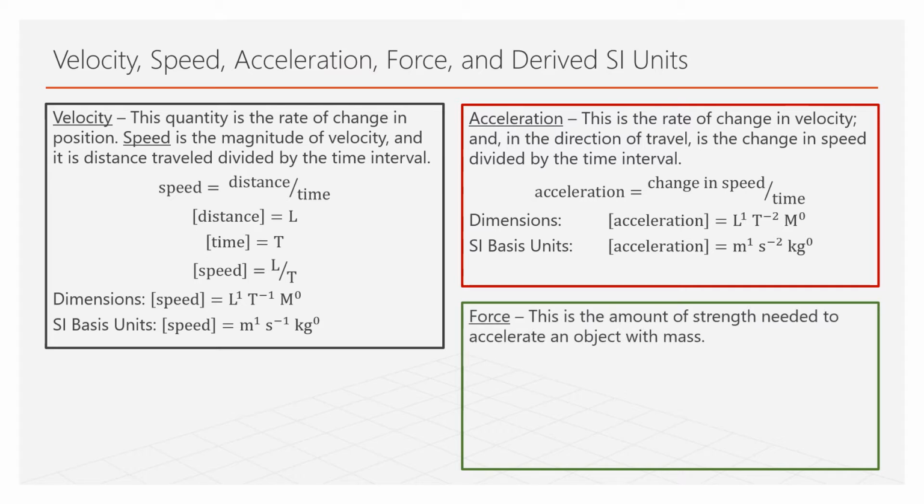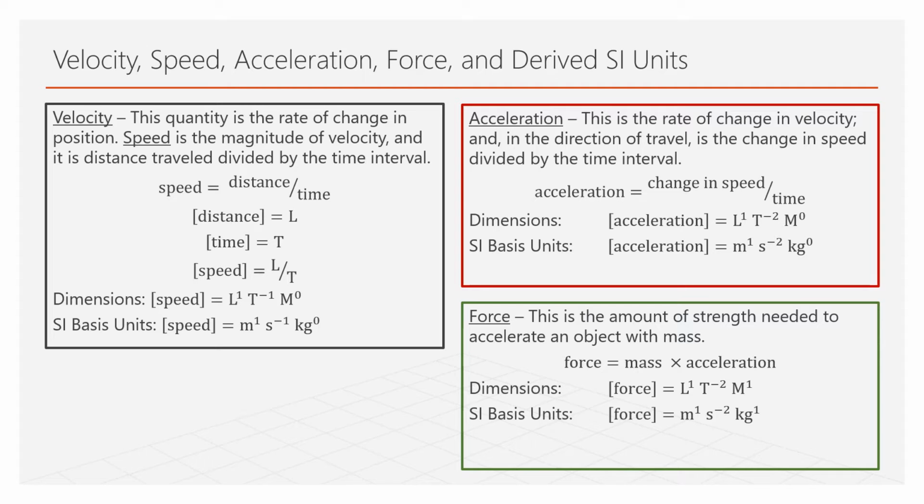Force is the amount of strength needed to accelerate an object with mass, and its equation is force equals mass times acceleration. We can then apply the square bracket operator to this equation, and we get that the dimensions of force are the dimensions of mass multiplied by the dimensions of acceleration. So we can go to the dimensions of acceleration up above, and then increase the dimension mass component by 1. So we get that the dimensions of force is length to the power of 1 times time to the power of negative 2 times mass to the power of 1.